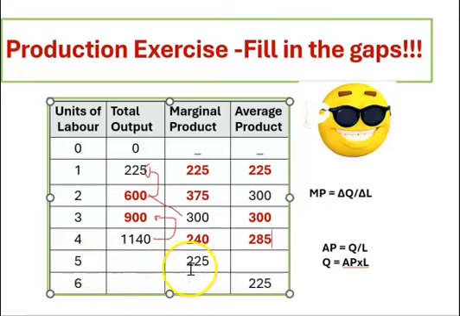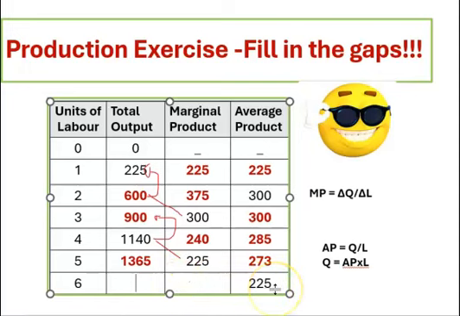When labor is 5, we're given marginal product. Remember, the marginal product is the 225 additional output produced by the fifth labor. So to get total output, all we do is add 1140 and 225, and that gives us 1365. And average product is total output divided by 5, giving us 273.